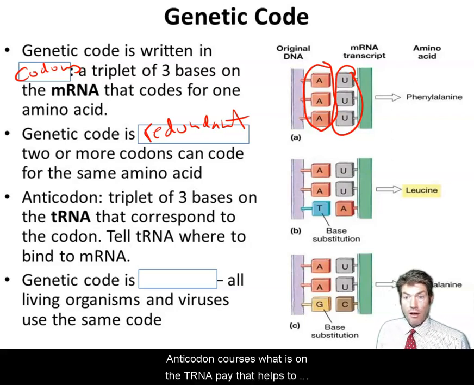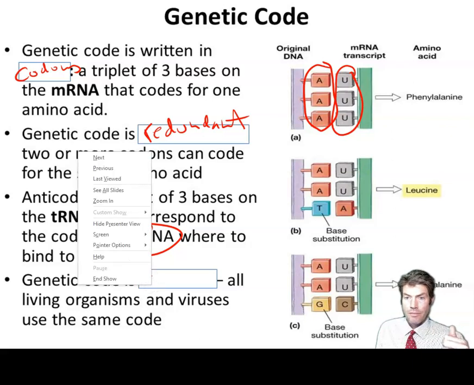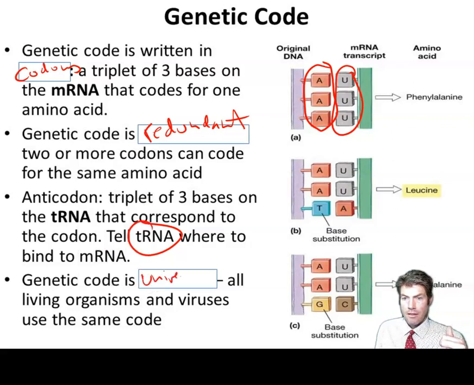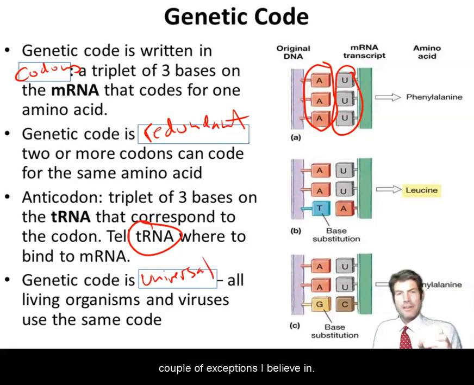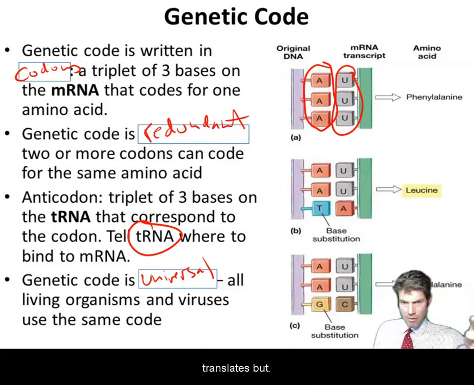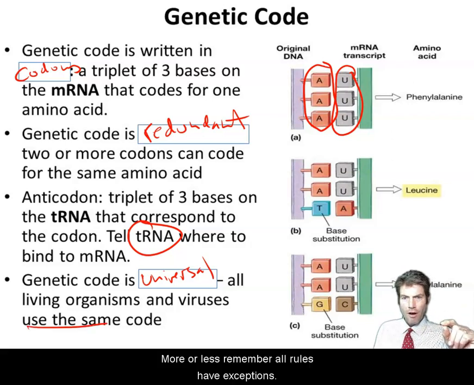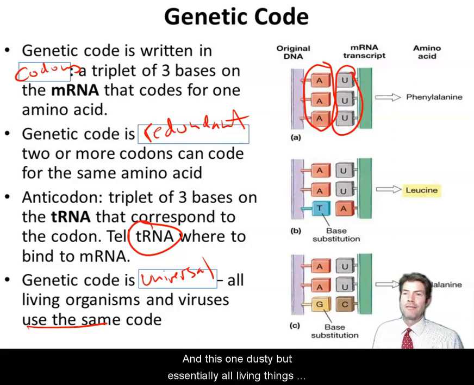Anticodon, of course, is what is on the tRNA, and that helps to bind up the amino acid. And this is why the last thing worked. It's universal, which means all species use the same code. There are a couple of exceptions, I believe, in the domain archaea, where it is a little bit funky in terms of the way it translates, but more or less, remember, all rules have exceptions. And this one does too, but essentially all living things use this same code.